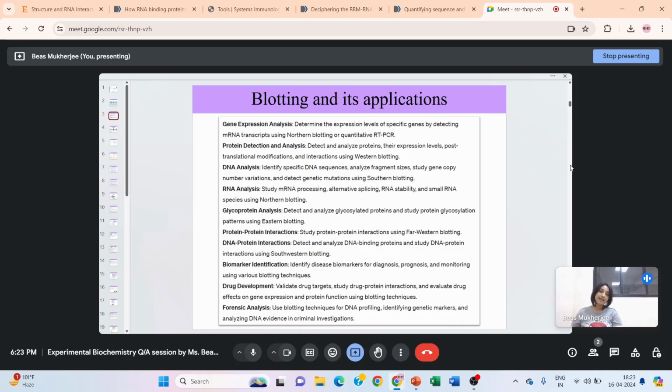Then there is RNA analysis. Once again, RNA stability, alternative splicing and mRNA processing can all be studied using Northern blotting. Then we have glycoprotein analysis. What happens here is glycosylated proteins. These are all post-translationally modified proteins, right? So glycosylated proteins.